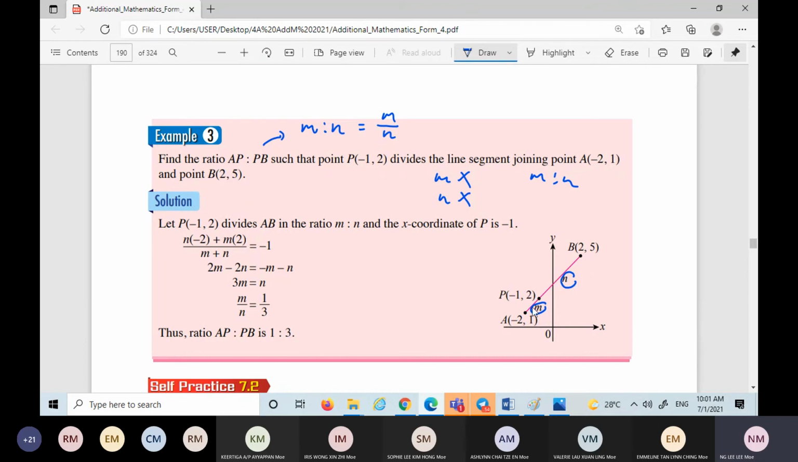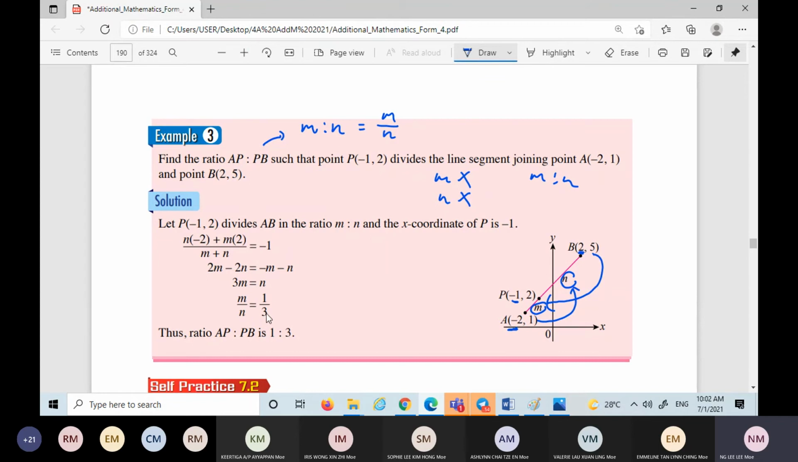Same thing, I draw the cross. So point A will go to N, and point B will go to M. They are using the x coordinate, so 2n times n plus 2 times m. Sorry, negative 2 times n plus 2 times m, over the total ratio m plus n, equals the x coordinate of the internal point, which is -1. Then you solve it, and write it in the form m over n.